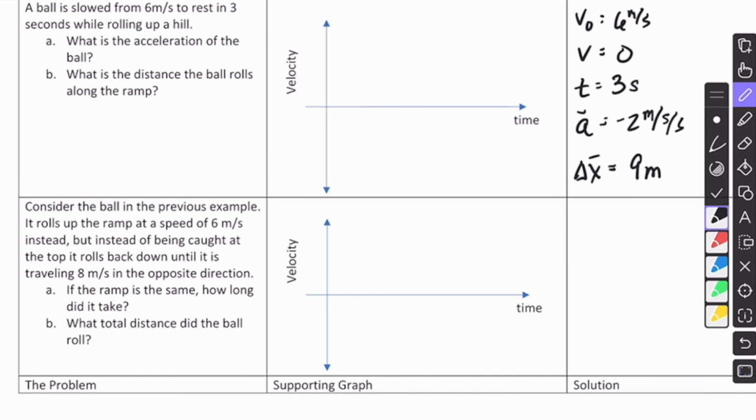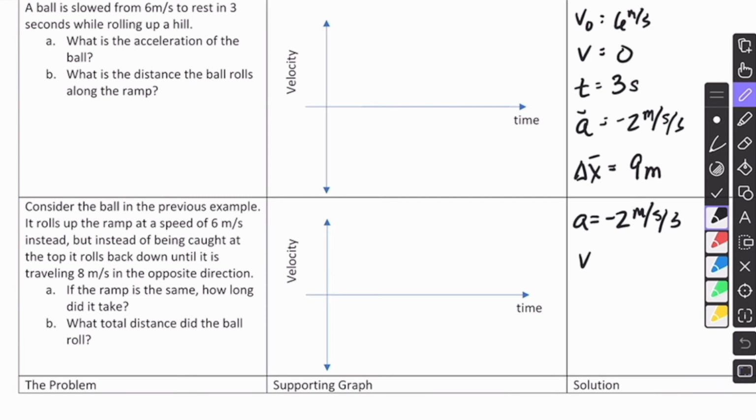Okay, so we go on to the next question, which is where things start to get a little more challenging. We're told it's the same ramp. I want to start by recognizing that them telling us it's the same ramp means that the acceleration here has to be -2 meters per second. Same ramp means that it's going to accelerate the same way. It's the angle of the ramp that makes that happen.